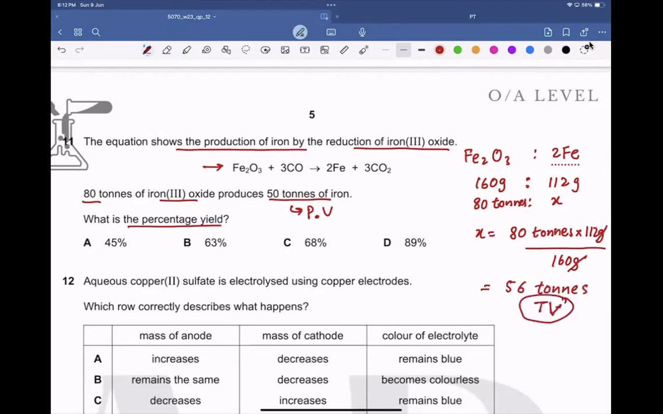So that is my theoretical value, right? Theoretical value. And that is practical value. If you recall the formula, practical value divided by theoretical value multiplied by 100. So 50 divided by 56 multiplied by 100. I am getting 89.2. So the correct answer would be D. A, B, and C go wrong, and D is the correct answer.